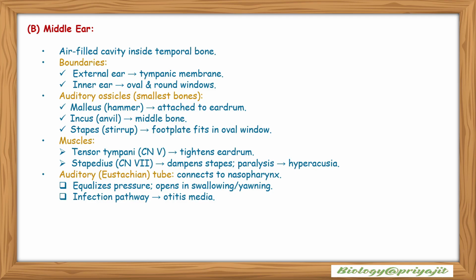The middle ear also connects to the nasopharynx by the auditory or eustachian tube, which equalizes air pressure across the eardrum during swallowing or yawning. However, this tube can also act as a pathway for infection, leading to otitis media, that is middle ear infection.